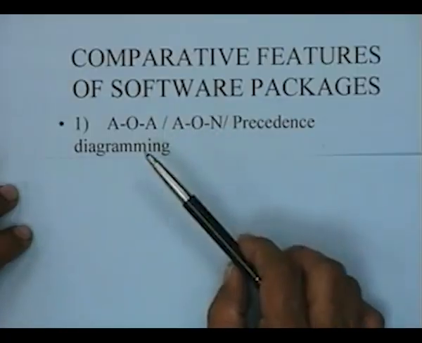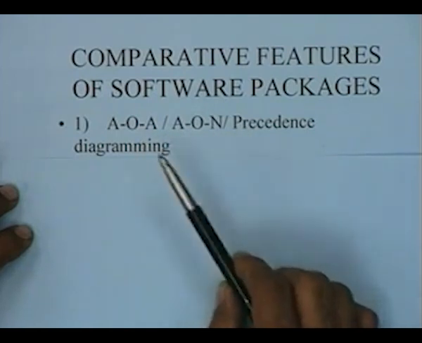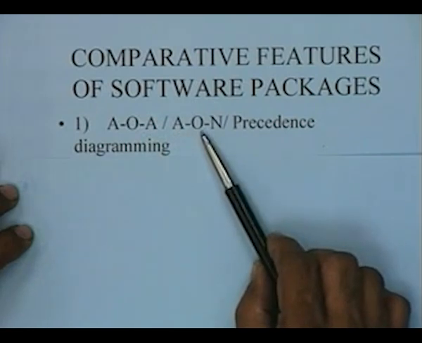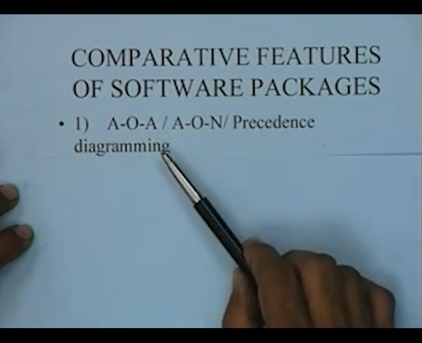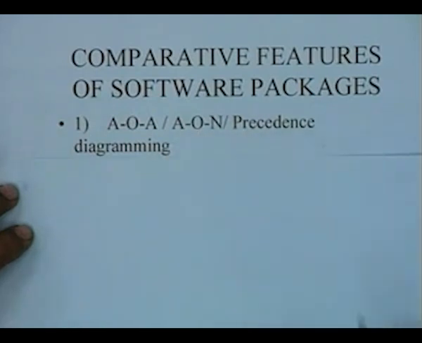So when we look at these comparative features of software packages, let's one by one try to identify the attributes which are important. Probably the first attribute which is important is what is the network format that it handles. And the typical options that are available on this front are either the AOA format or the AON format or precedence diagramming. These are typically the three types of formats which are generally available in different types of software packages for handling.